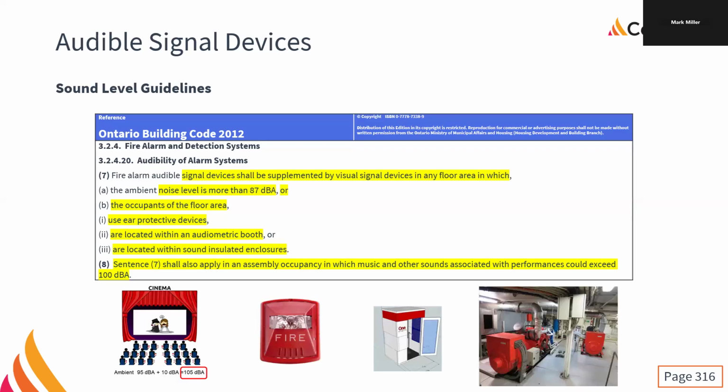Well, we still have to keep our minimum of 10 decibels over, but we also have to put in strobes if we have occupants within audiometric booths or sound insulated enclosures. Audiometric booths, that's where we do hearing testing, right? I'm not sure if you guys have ever been in those. I've actually wired up a few, and I really don't care for it because it's aggressively quiet, and you can hear your heart beating and all that stuff. It kind of makes me go a little squirrely fairly quickly.